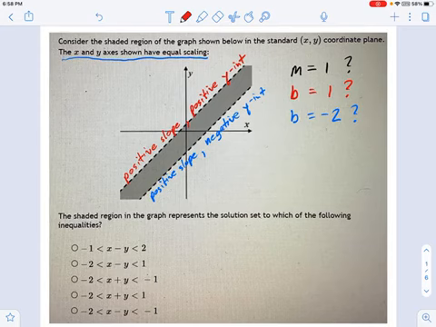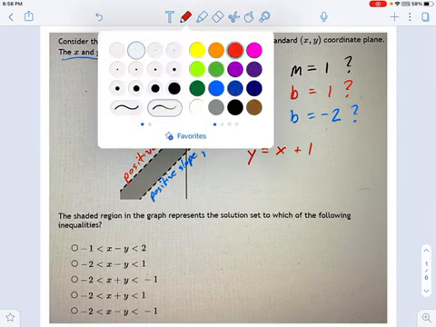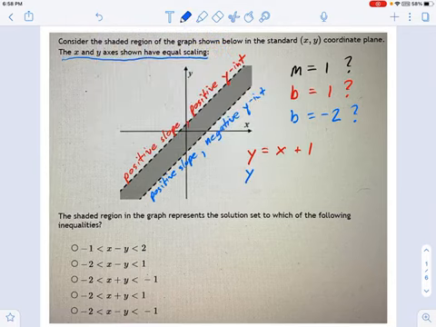So the first inequality might look like this. And I'm going to use y-intercept form. That dotted line right there is going to be y equals x plus b. So y equals x plus 1. That looks like a good approximation. And the second one looks like it's going to be something like this, y equals x minus 2.